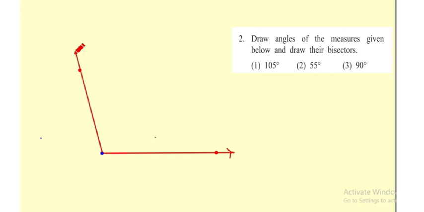Name this angle as DEF. It is not necessary to name the angle, but I am doing it for simplicity. Now bisect this angle using the process of angle bisector.